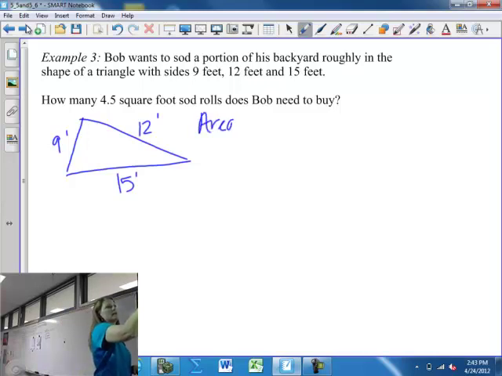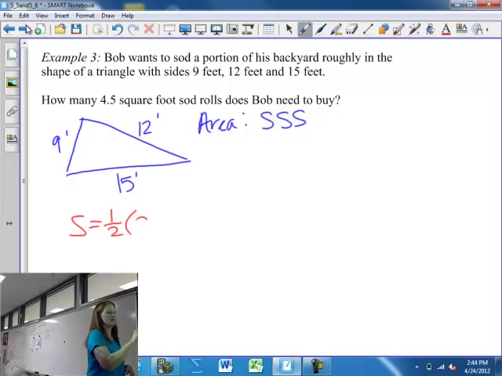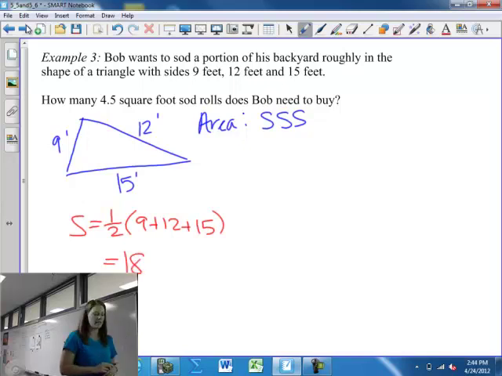Before I can find the area, if I know side, side, side, I need to find the semi-perimeter. So let's come over here and find our semi-perimeter, which is going to be half of 9 plus 12 plus 15, which turns out to be a total of 36. So half of that is 18.